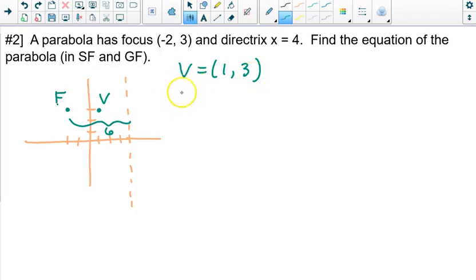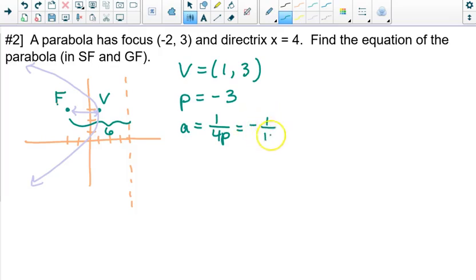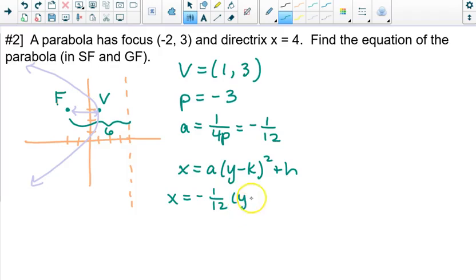Okay, now we also know that the value of P is -3. Negative because this is opening left, and 3 because that would be the distance from the focus to the vertex. So now that we have that, we can get A, 1 over 4P, and that will be -1/12. And because it opens to the left, we're going to use the form x equals A times (y minus k) squared plus h. So putting our numbers in there, we have x equals -1/12 times (y minus 3) squared plus 1.